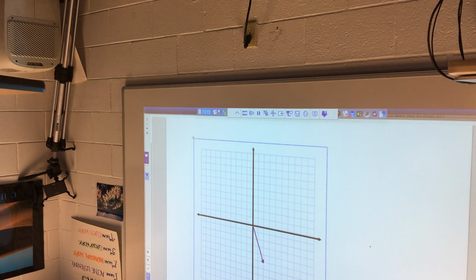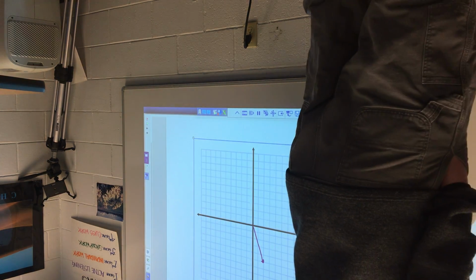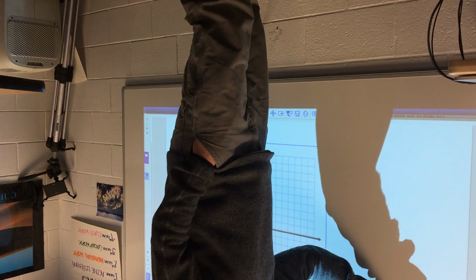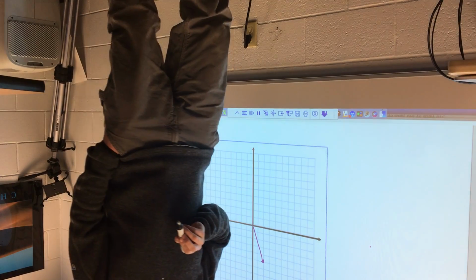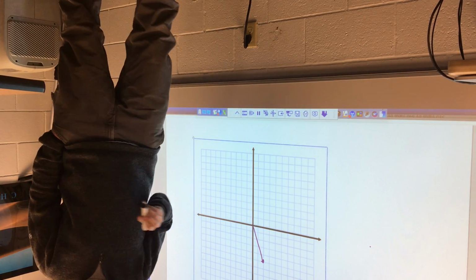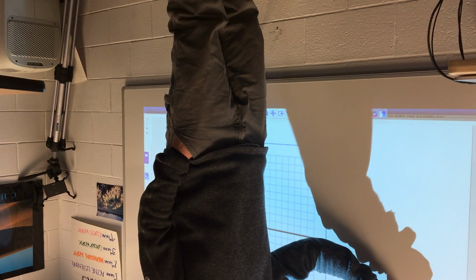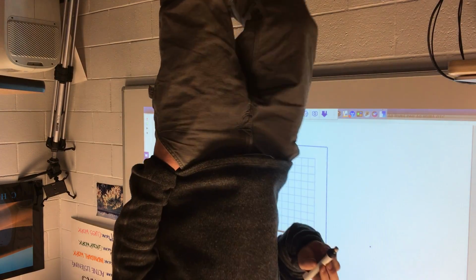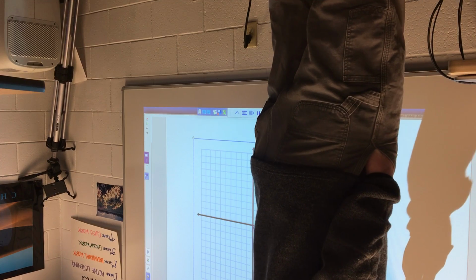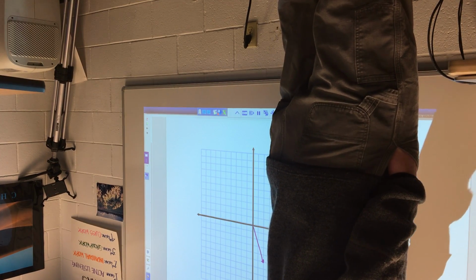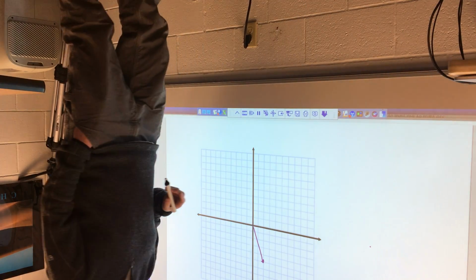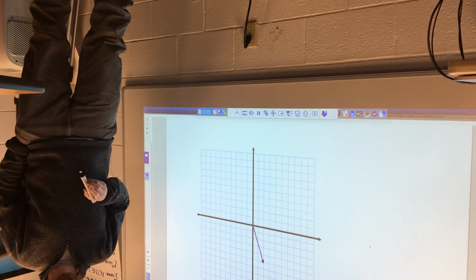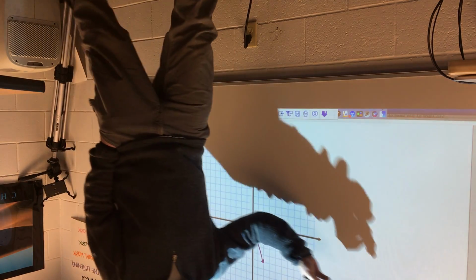How do I find that? You use the distance formula. So that's going to be -2 squared plus 5 squared. So 4 plus 9, so the unit vector is equal to the square root of 13. Oh no, sorry, I did that wrong. It's 4 plus 25, square root of 29.